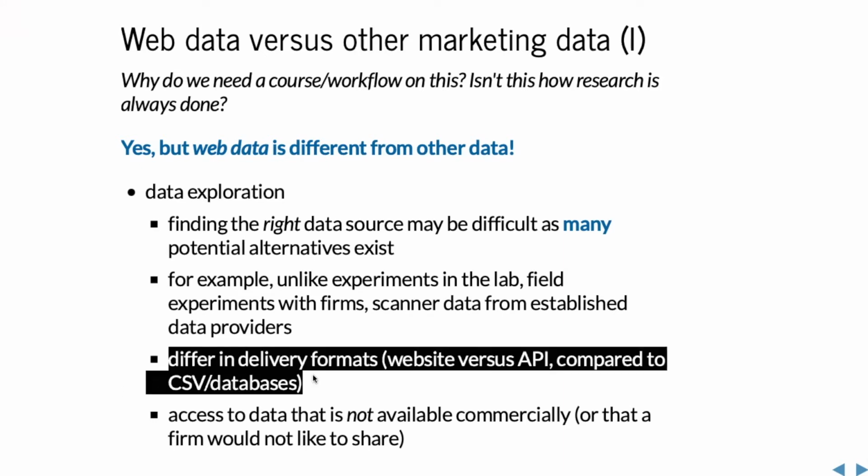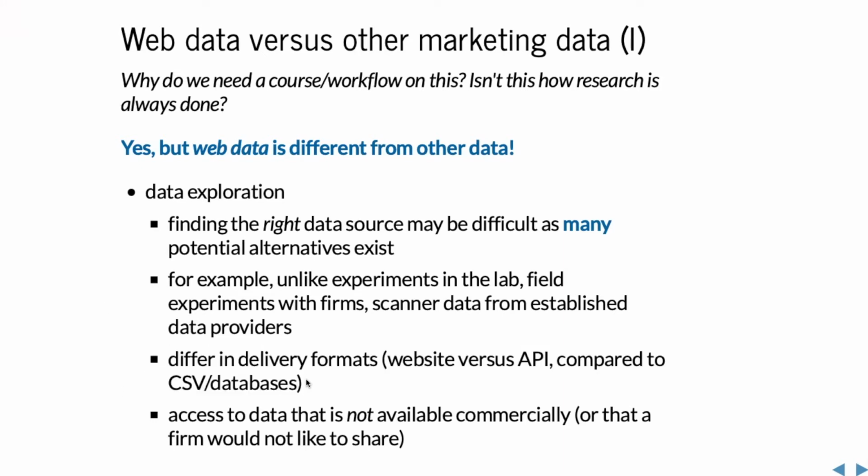Also, the data that you get differs in delivery formats, right? You don't get a well-formatted data table or access to a database. No, you get websites with source code and have to figure out how to structure this. This is different. And then access to data could also be available to you, even if it's not available commercially. That means you can study new phenomena, like I said, where nobody actually has given access to this data yet.